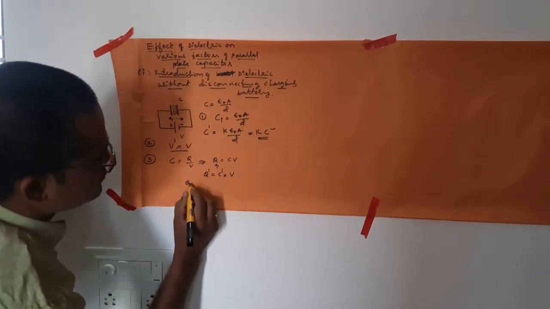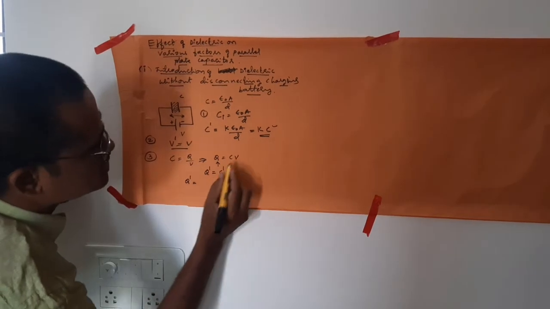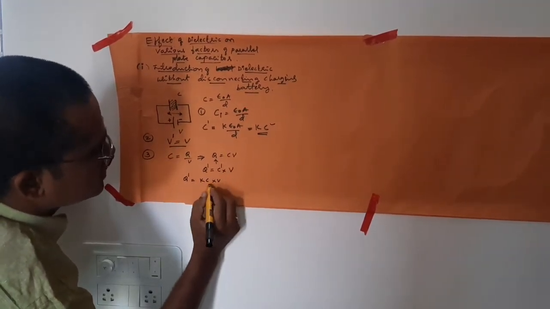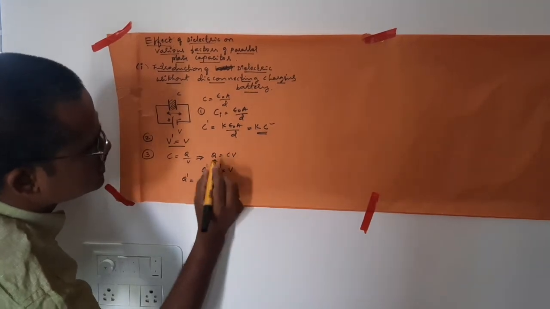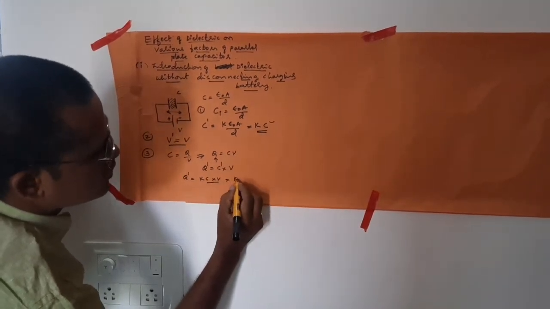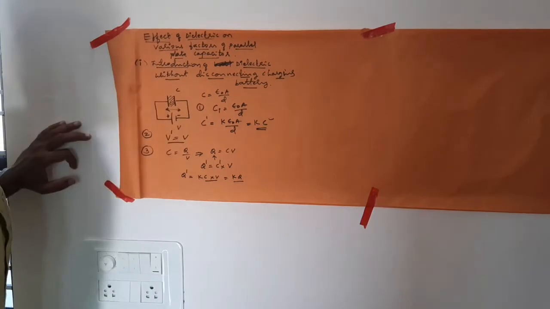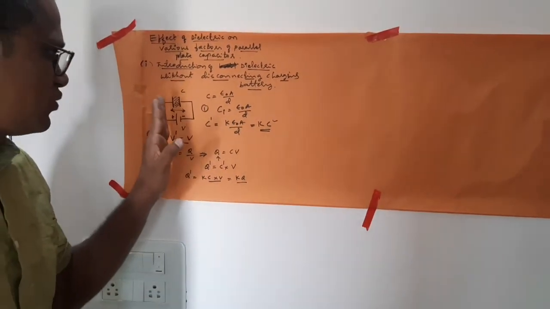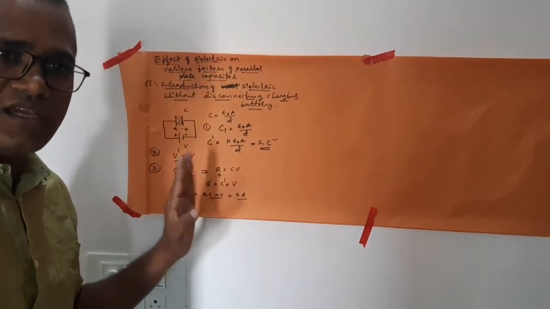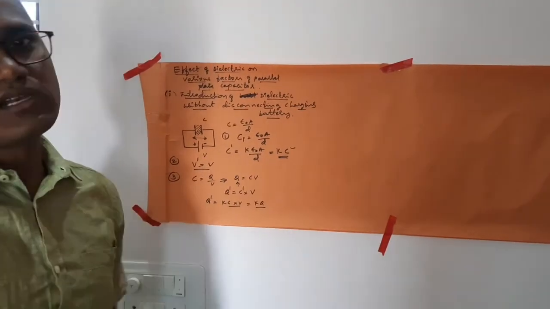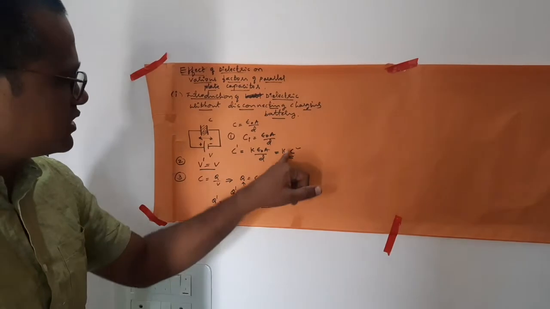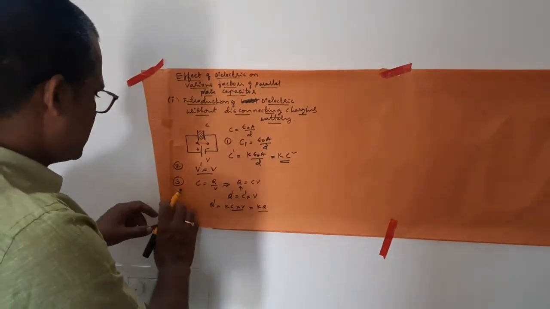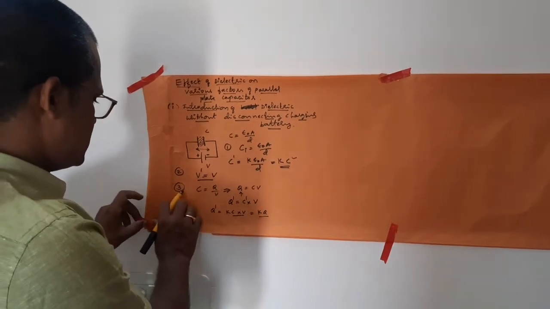So Q dash, the charge stored, is equal to C dash times V. We know C dash is K into C, so Q dash is K times C V, and C V is the initial charge stored. Therefore the charge stored will increase by K times. So definitely, once you introduce the dielectric, the capacity increases and the charge storing capacity also increases.